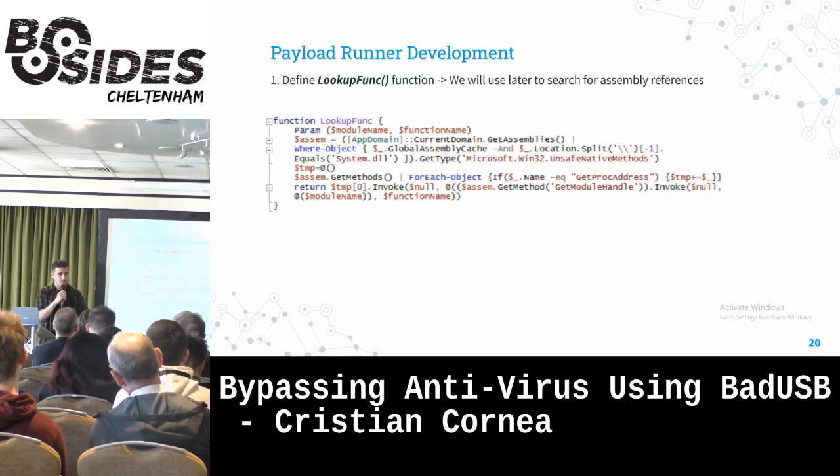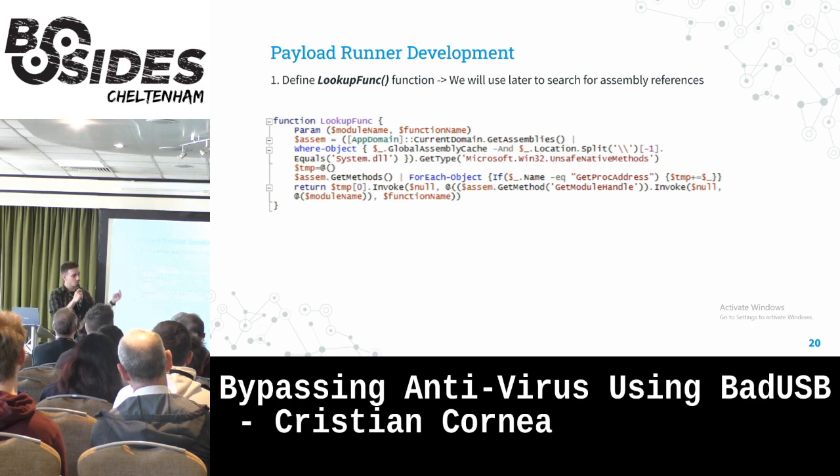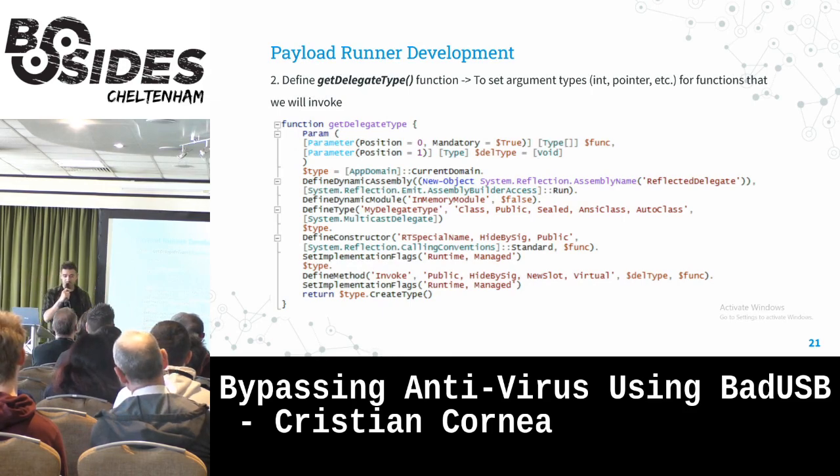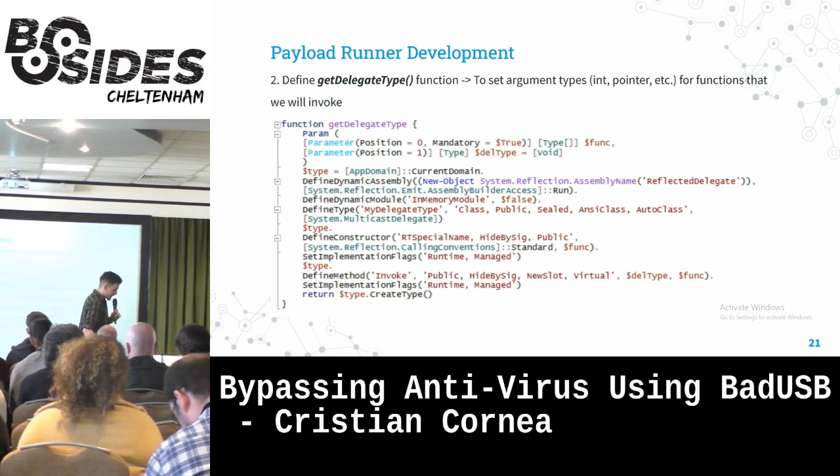So we'll also use PowerShell for this purpose, and we have multiple functions here, including the lookup function, which is basically used to search for some assembly references within the memory. We'll not get into this function because it's pretty complex and requires a lot of explanation. And then we have the get delegate type function, which is used basically to set the argument types. What does it mean? It means the following.